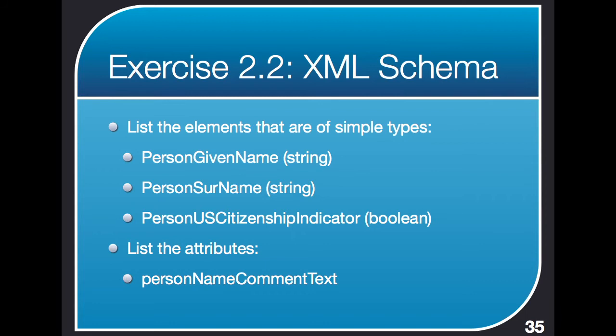And then finally, list the attributes. And there's only one attribute defined in this schema. It's person name comment text. It's pretty easy to find because it's got the word attribute in front of it. So those are the answers. Hopefully they're the same ones you came up with. If you came up with different ones, go back and take a look at that schema and see why you came up with what you did.